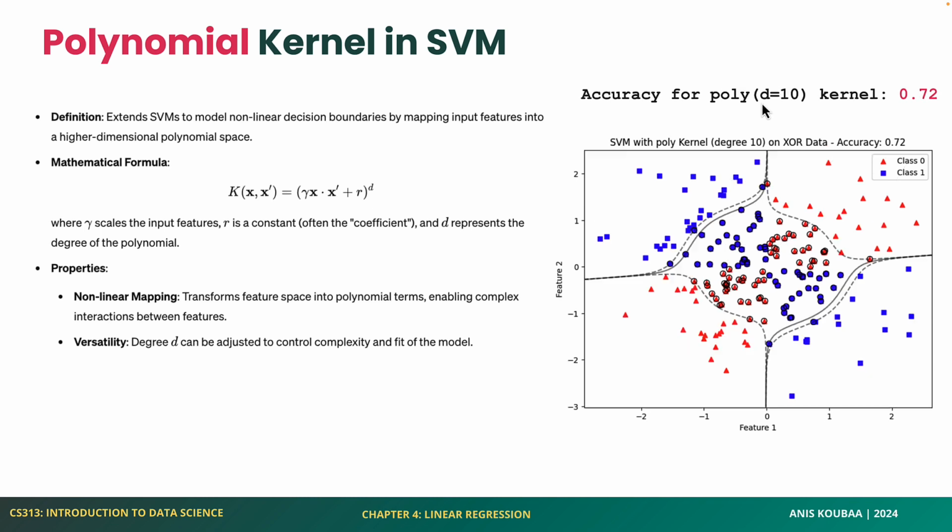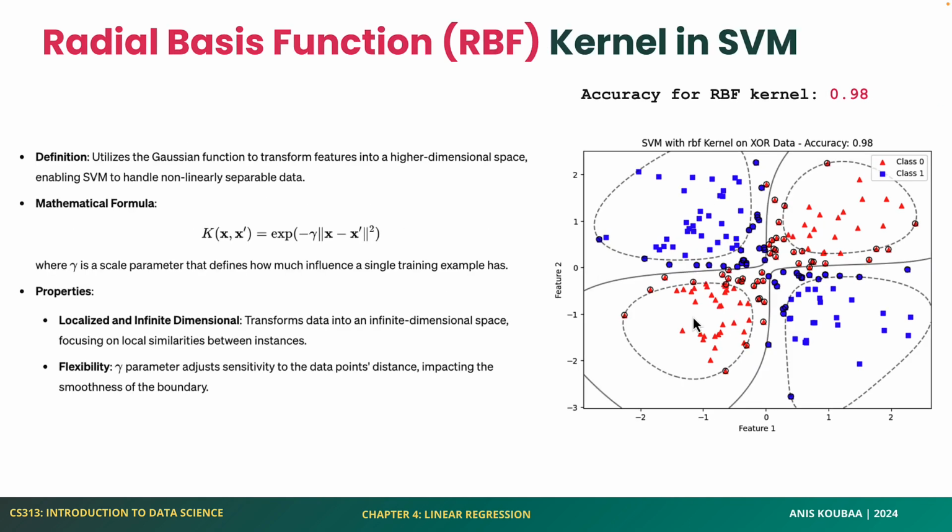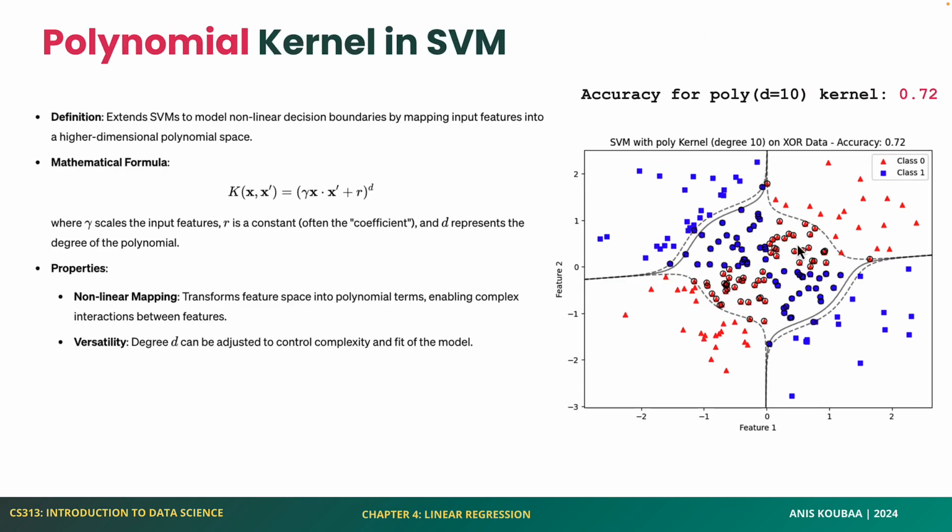Look now, I changed the D to 10. Okay? Now we have a better accuracy. Look now, it's a more complicated curve for the H0, and it provides a better classification. Look, it separated this cluster from this cluster, this cluster from this cluster, and here I have something in between. This is what reduces the classification accuracy from 100% to 72%.